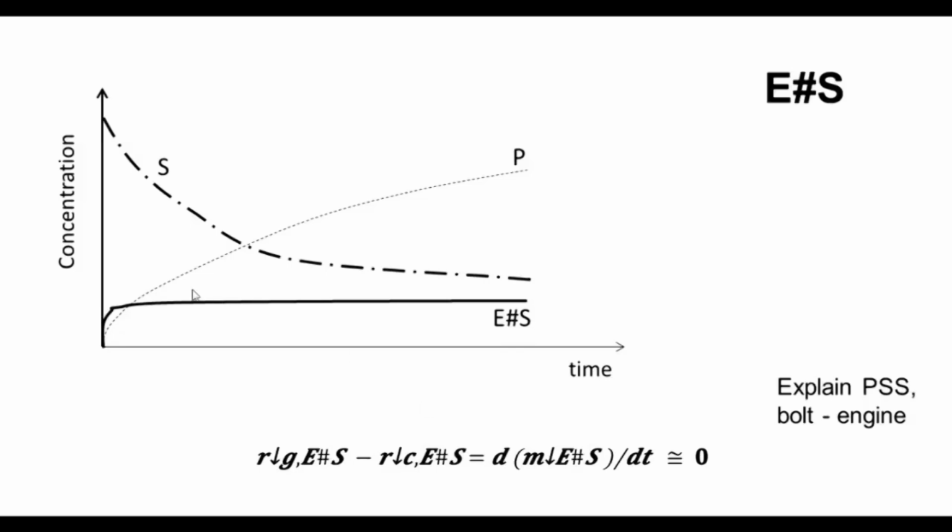Before I say that, I should also say that the concentration here does not change, therefore this rate is 0. Therefore, you can assume or take the enzyme substrate complex to be at pseudo steady state. That's what PSS means, pseudo steady state. Okay, this concept is fine in the case of a batch system. Let us generalize that concept.